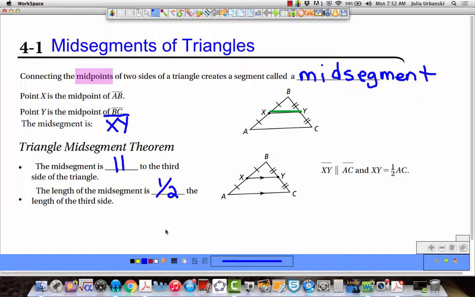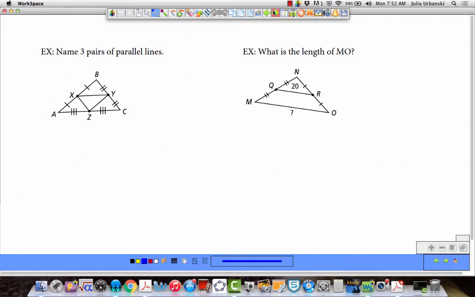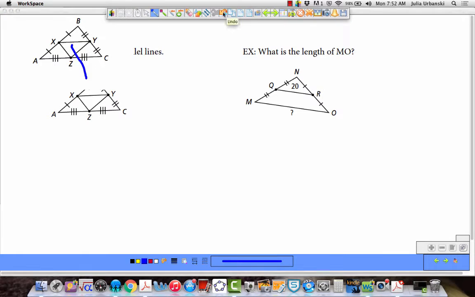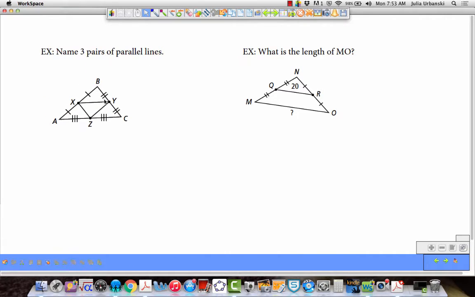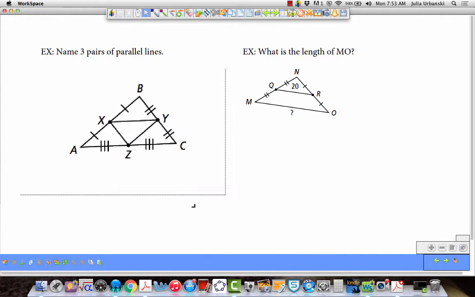So first the question is finding the parallel parts of it. That's pretty easy because it has to be parallel to one of the sides that it doesn't touch. All right, so in this case, name 3 pairs of parallel lines. For my sake, I'm going to make that a little larger. So look at it. We have to first of all find a mid-segment. Let's start with XY, the one in the middle.